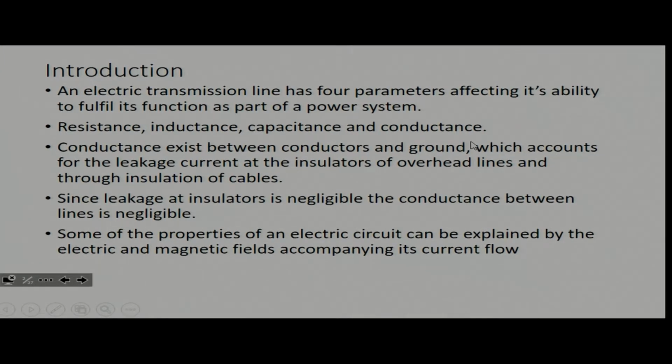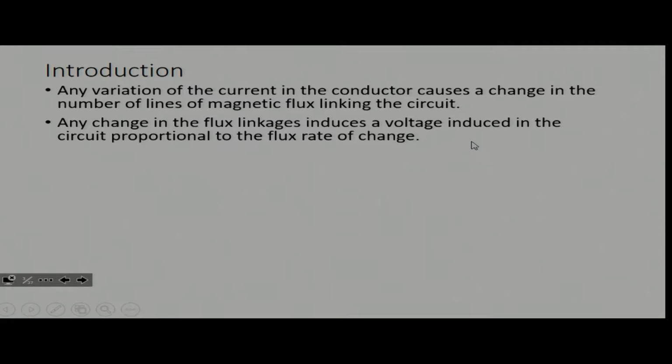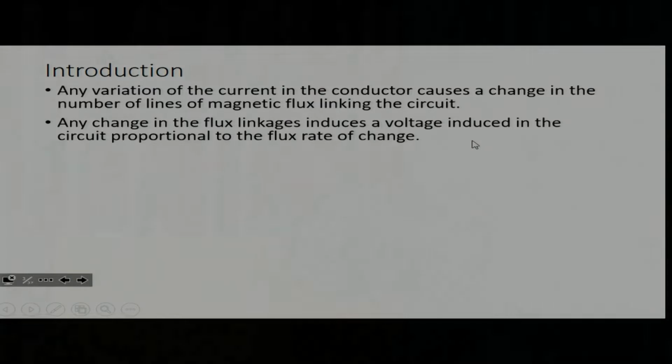Some of the properties of an electric circuit can be explained by the electric and magnetic fields accompanying its current flow. Any variation in the current in the conductor causes a change in the number of lines of magnetic flux linking the circuit. Any change in the flux linkages induces a voltage in the circuit proportional to the flux rate of change. This is all basic stuff that you've done in Engineering 1.